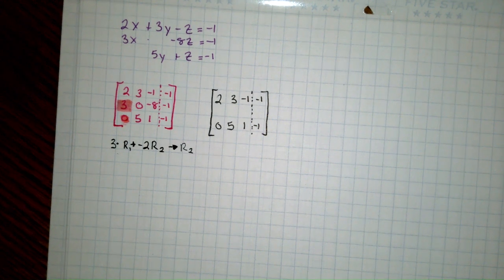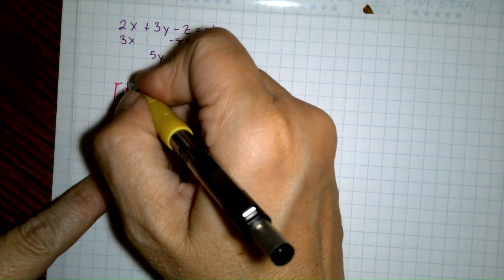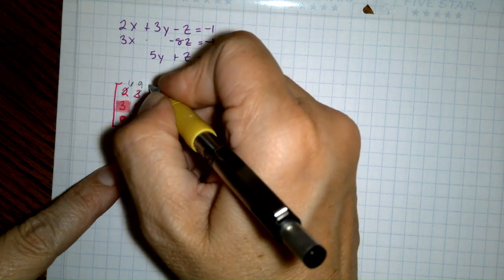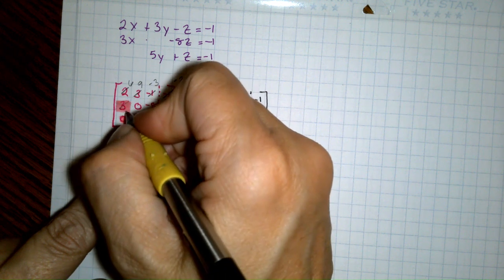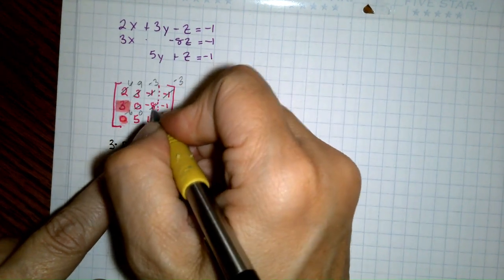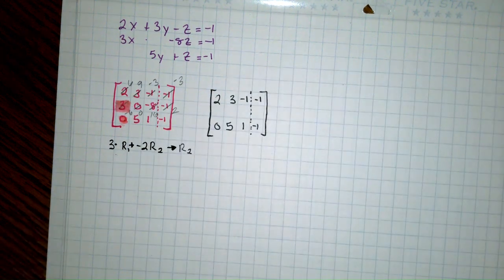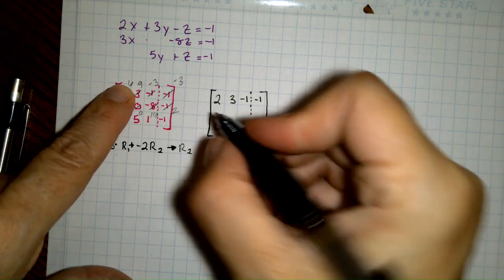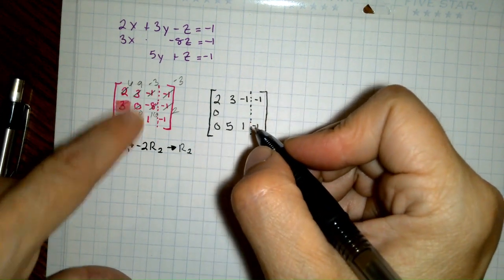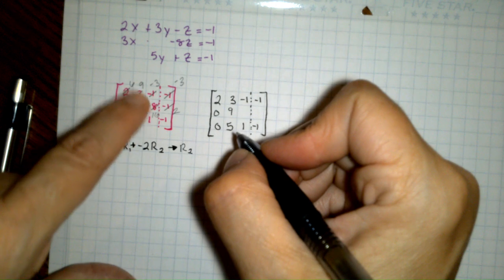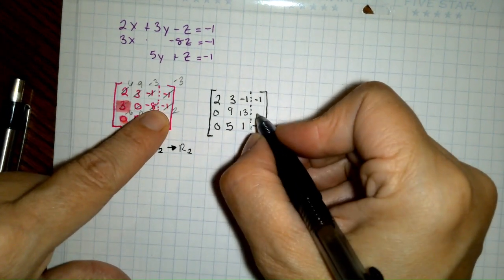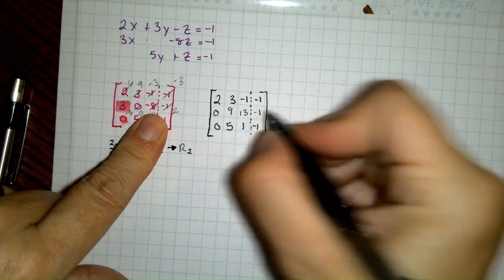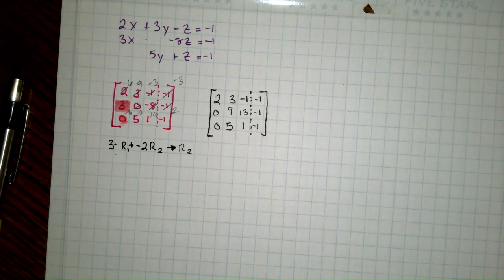All right, so I'm just going to grab a pencil. Row 1 times 3, well, that's 6, 9, -3, -3. Times -2, that's -6, 0, 16, and 2. Now I'm going to add my pencil marks. So -6 and 6, 9 plus 0, -3 and 16, -3 and 2.